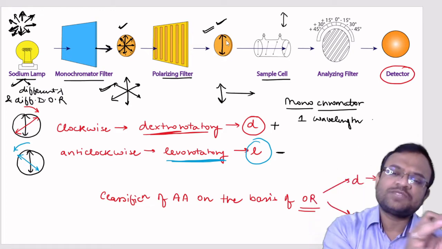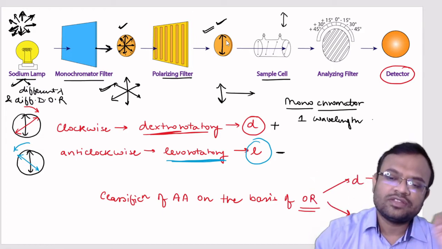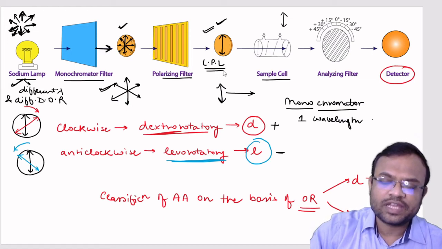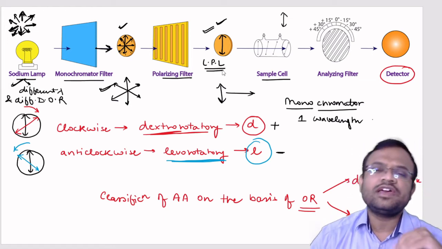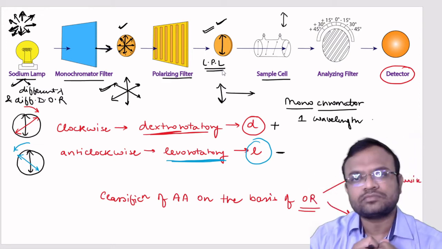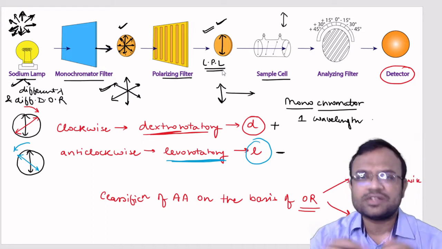Now this particular light is called linearly polarized light, LPL. Now this linearly polarized light is passed through the sample. Now what is your sample? You can use, for instance, an amino acid solution.